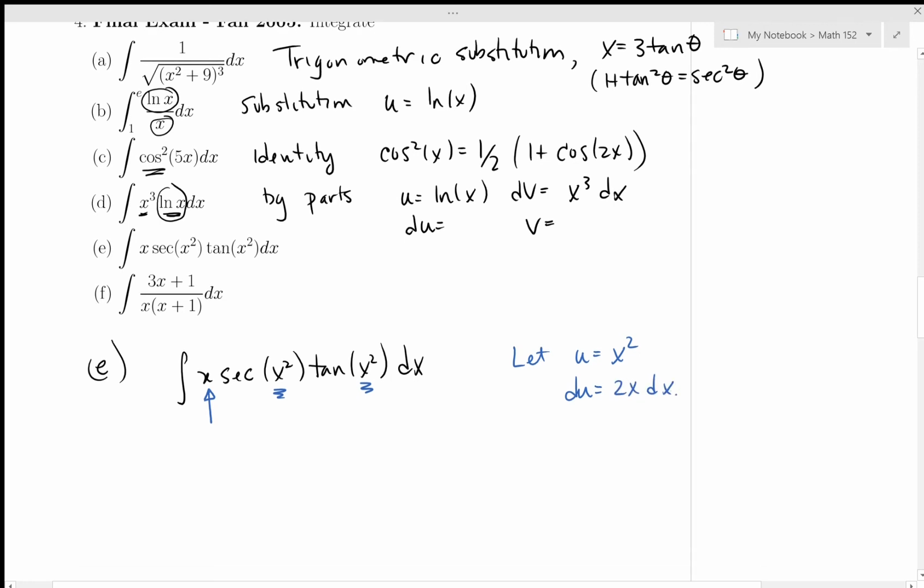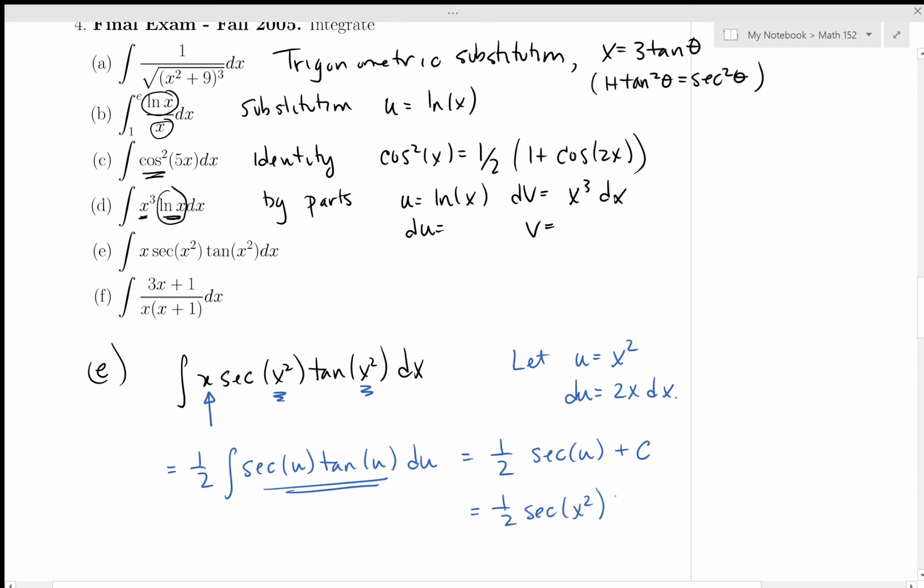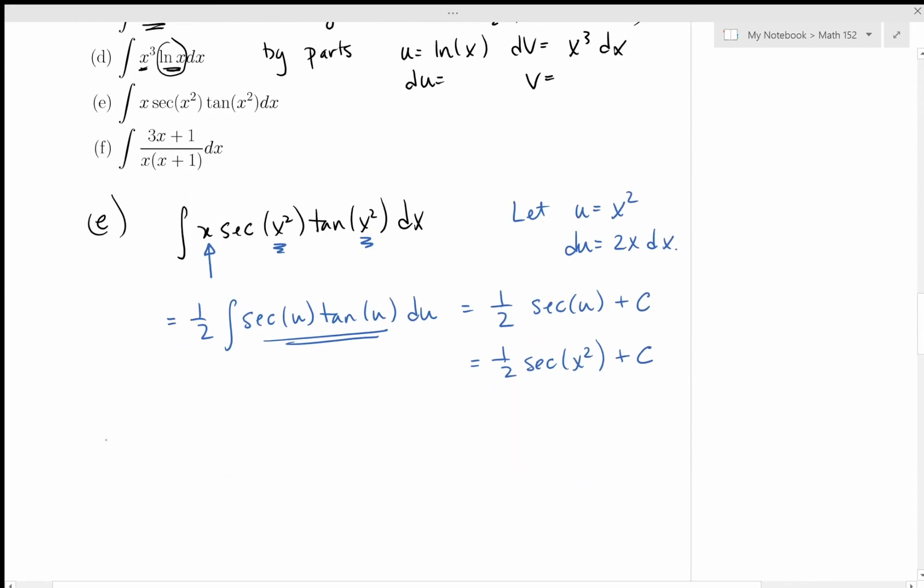That will allow this thing to simplify down into secant u tangent u du, and then I can recognize that from the table. That's when I need to be able to go, oh yeah, that's something I do know. You don't want to be trying to think, oh no, what substitution should I do now? No, you want to recognize that as the derivative of the secant function. And then I would back substitute. There we go. Of course, again, you can always check by differentiating.